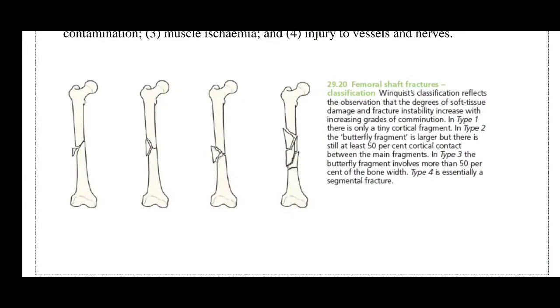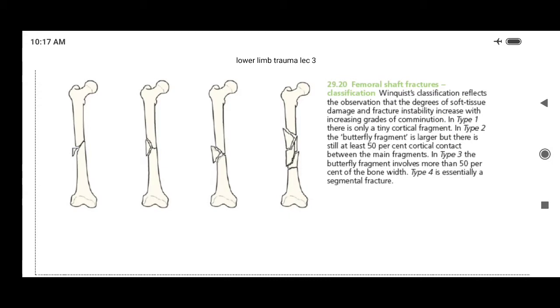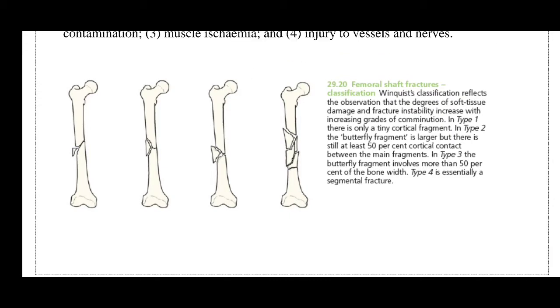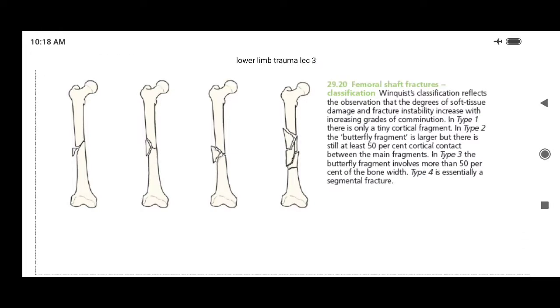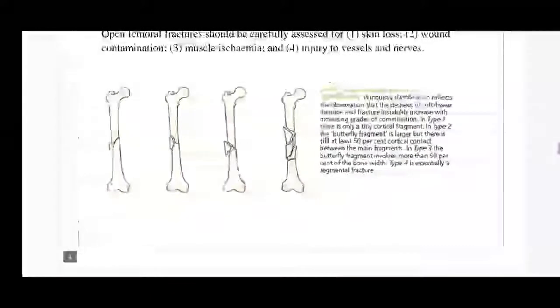In a rapid manner, Winquist explained the classification for the femoral shaft fracture depending upon the size of the butterfly fragment, which means comminution, and the size of the piece, which incorporates the width of the femur, into 4 types. And this is the detail of the classification.